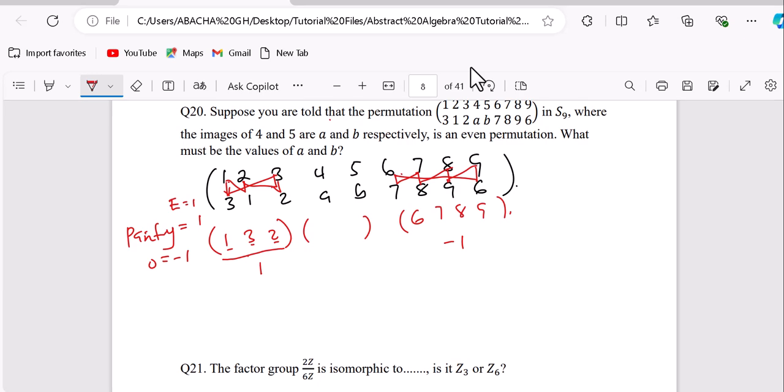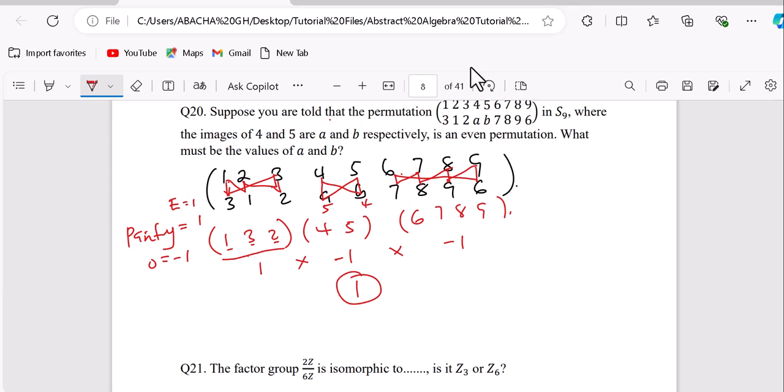But we are told that this must be an even permutation. An even permutation means that if we take the product of the parities, we have to get +1. So the only way it will work is if A takes the position of 5 and B takes the position of 4. In that case, we go to 5 and come back to 4. So we have (4 5) here, which is an odd permutation. So if we multiply the three parities, we get +1 as our answer.